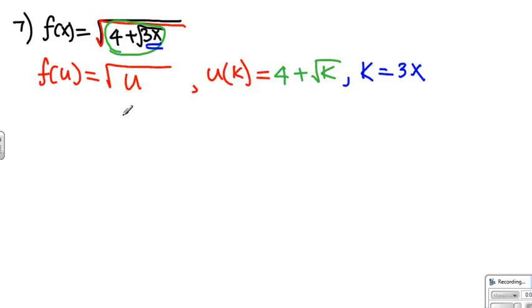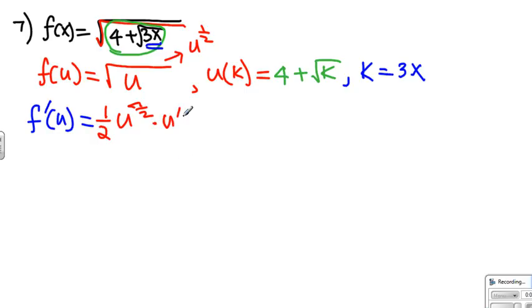Now, by the chain rule, what we need to do is this. In order for us to figure out f prime of u, what we needed to do would have been simply find the derivative of square root of u. In this case, we can consider this one as u to the 1/2 power. So therefore, 1/2 comes to the front, and we end up getting u to the negative 1/2. But we also have to multiply this one by u prime. Now, let us look at what u prime is.